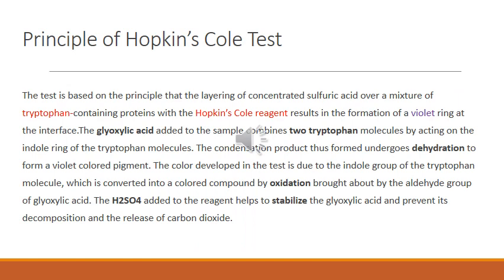The principle of the test involves the reaction between tryptophan and the Hopkins-Cole reagent. The Hopkins-Cole reagent contains glyoxylic acid that will combine two molecules of tryptophan, oxidize them, then dehydrate them to yield a violet color complex. The reagent also contains sulfuric acid, which is added to help in stabilization of glyoxylic acid and prevent its decomposition into carbon dioxide.